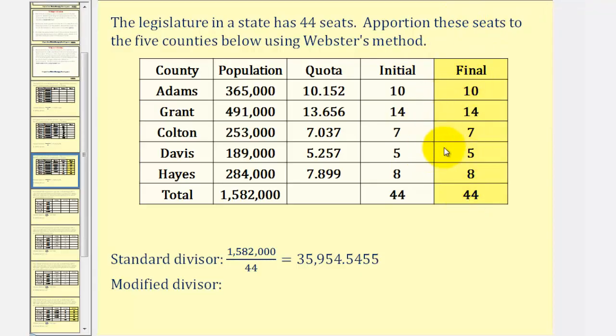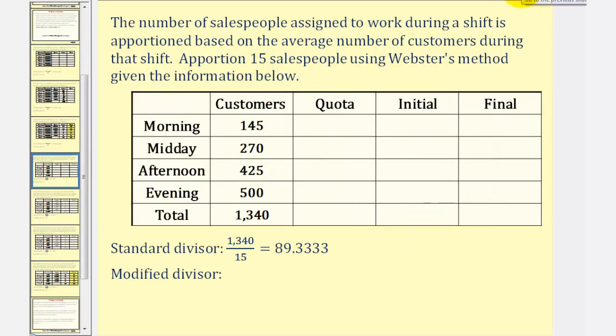Many times we don't find the final apportionment the first time, so let's take a look at a second example. The number of salespeople assigned to work during a shift is apportioned based upon the average number of customers during that shift. We want to apportion 15 salespeople using Webster's method given the information below. Notice how we have 4 shifts, so the first step is to find the standard divisor.